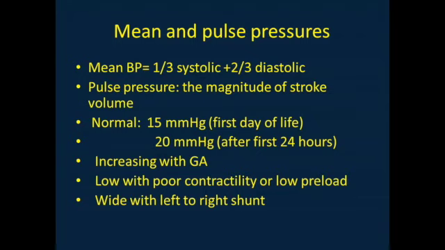And with more maturation, you'll get this number higher, close to 30 millimeter mercury when the preterm infant is close to term. So it is increasing with the gestational age. Pulse pressure can be low with poor contractility or low preload or low stroke volume, and we'll talk about that in more details. Wide pulse pressure if you have significant left to right shunt.